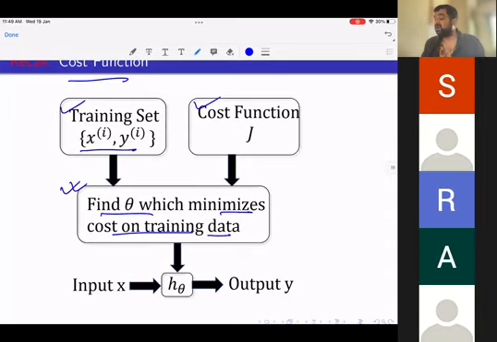Of course, you need to give information to this methodology: what is the training data or training set, and what is the cost. So that you are giving. Now you find this h theta, depending on this training set and cost function. Then you give any unknown input x, and you get the output y.